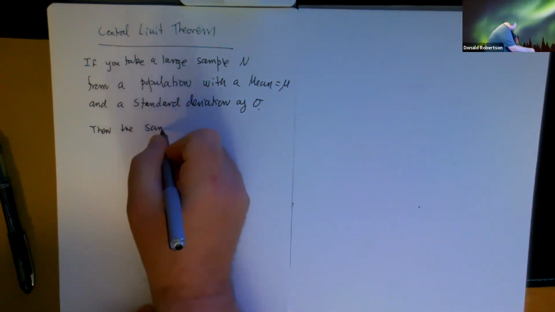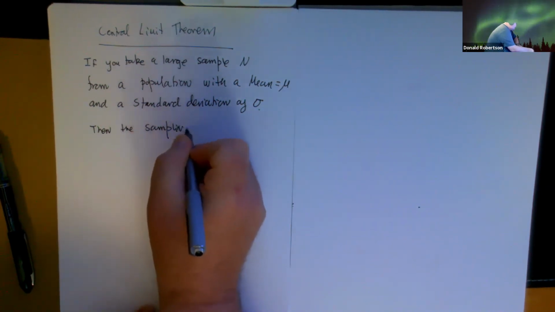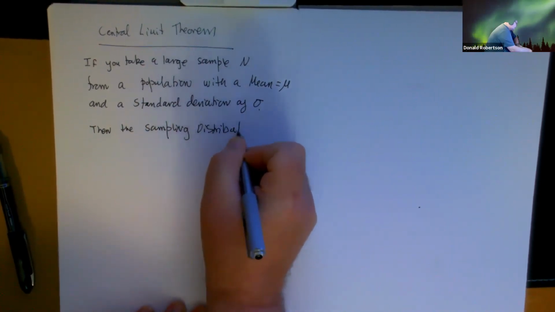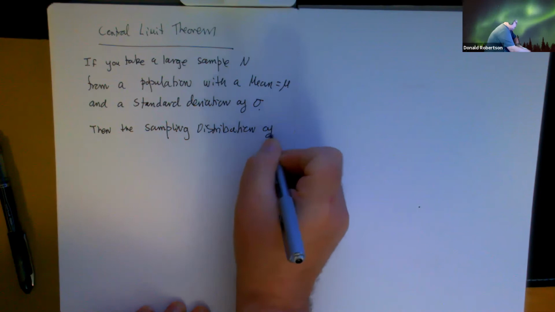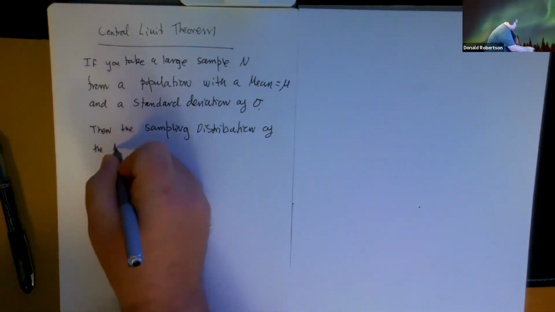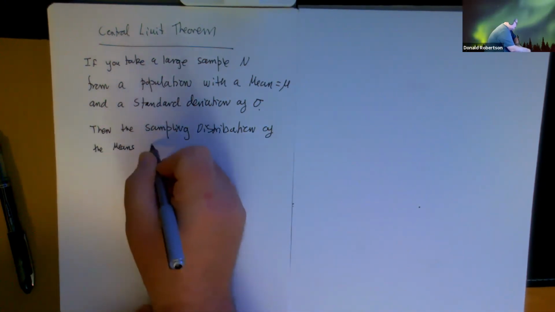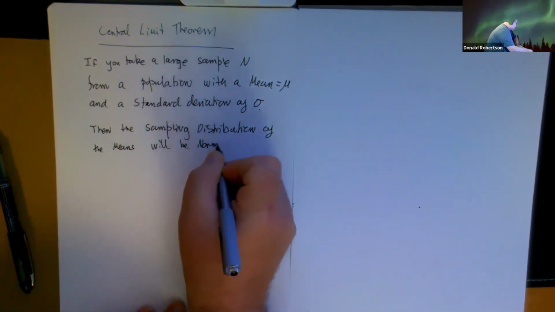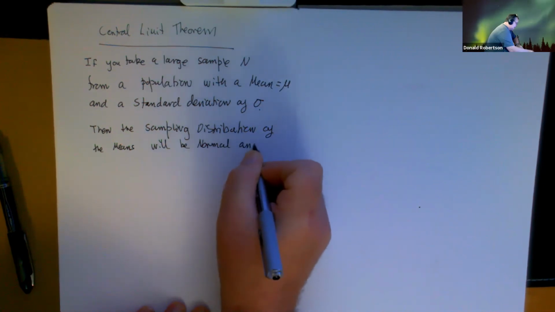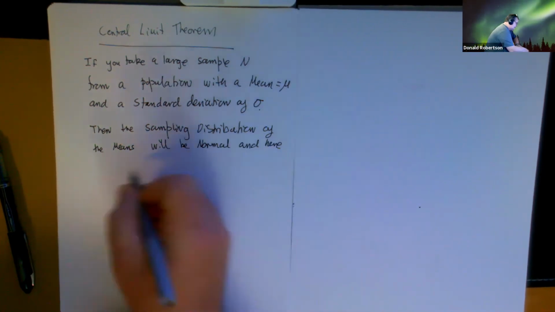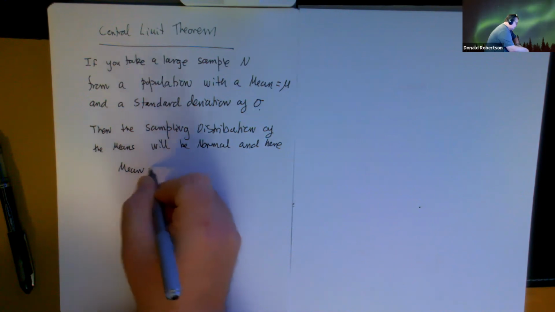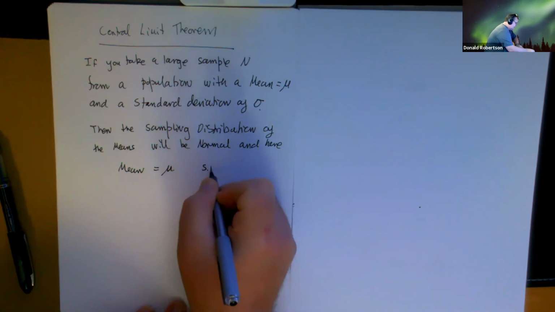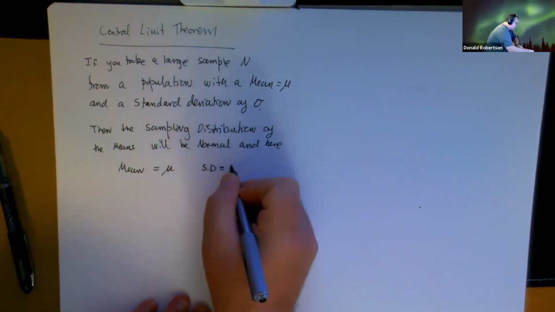then the sampling distribution of the means will be normal in shape and have a mean equal to mu and a standard deviation, which is called the standard error.